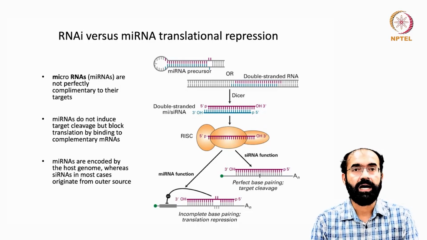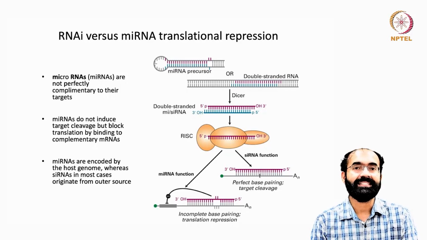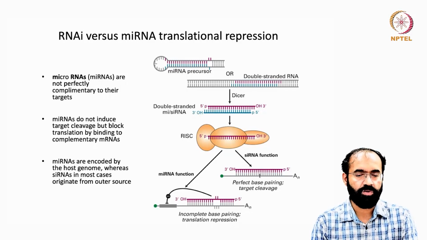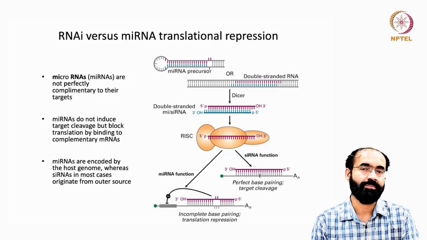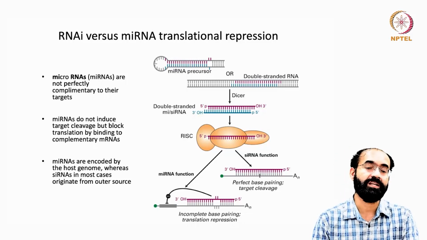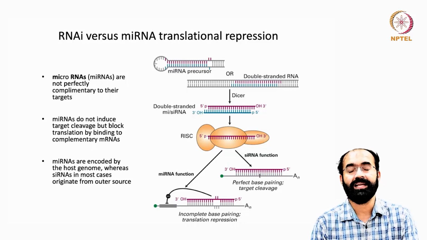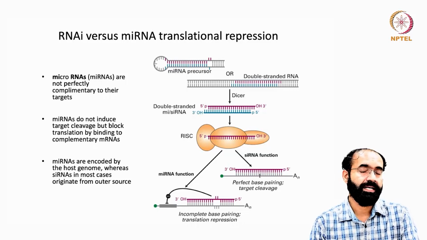MicroRNAs are encoded by the host genome, whereas siRNA in most cases originates from an outside source. That means you have to supply it, or it has to come from some viruses or other sources. Normally microRNAs are produced endogenously. siRNAs are either artificially made or put into the cell from an outside entity.